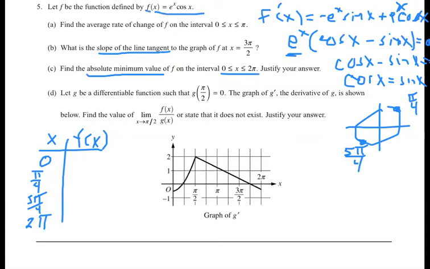So e to the 0 cosine of 0: e to the 0 is 1, cosine of 0 is 1, and 1 times 1 is 1. Pi over 4: cosine at 45 degrees, I hope we all know, is radical 2 over 2, or 1 over radical 2 over 2. And this would be e to the pi over 4.